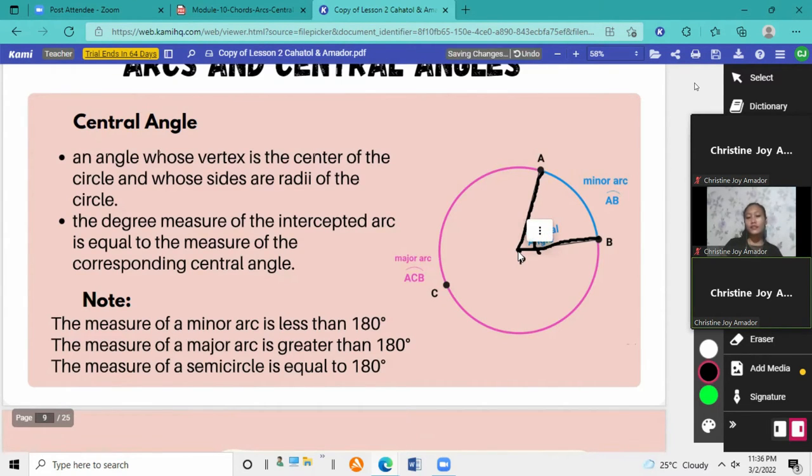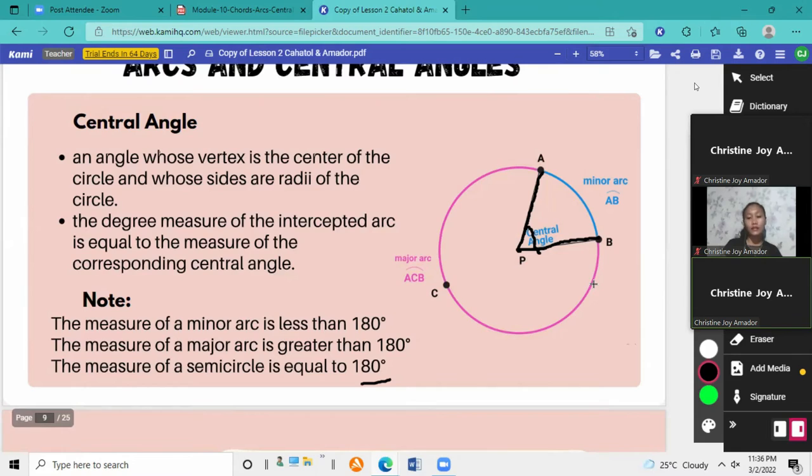And its sides are radii of the circle, this one, this, and this. And it creates a central angle. Take note that the measure of a minor arc is less than 180 degrees because a semicircle is 180 degrees. Again, if it's less than the semicircle, then it is a minor arc. If it's greater than the semicircle, then it is a major arc. So that is for central angle.